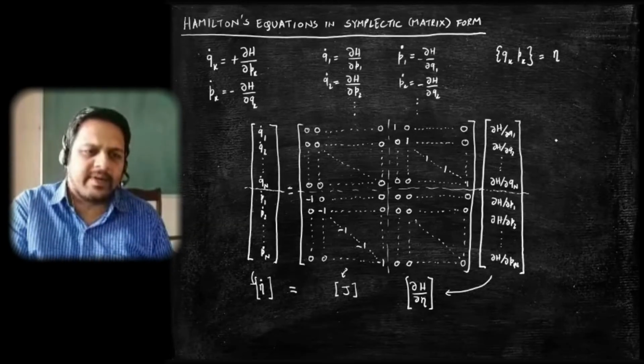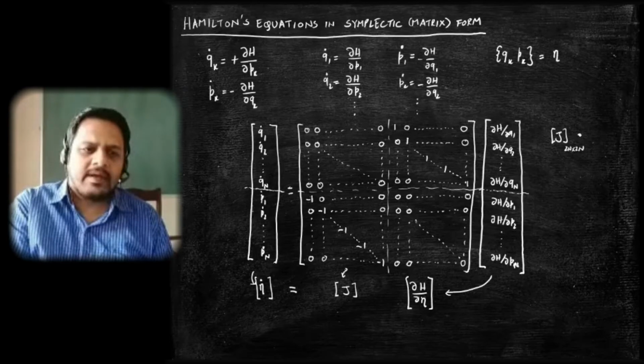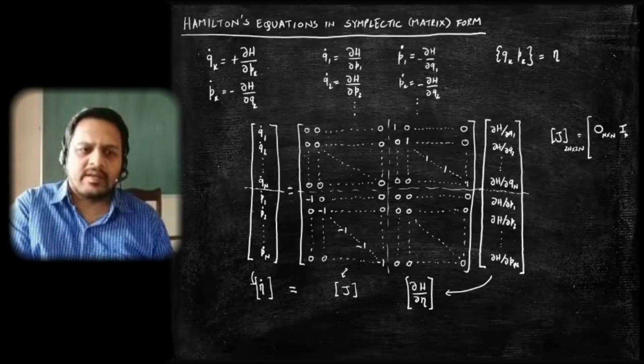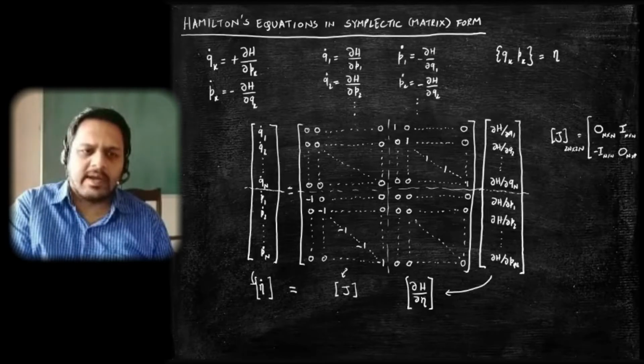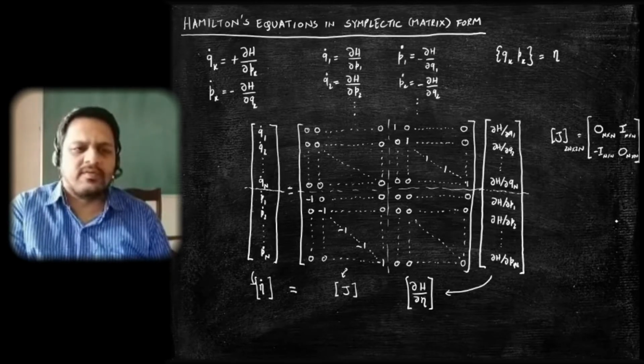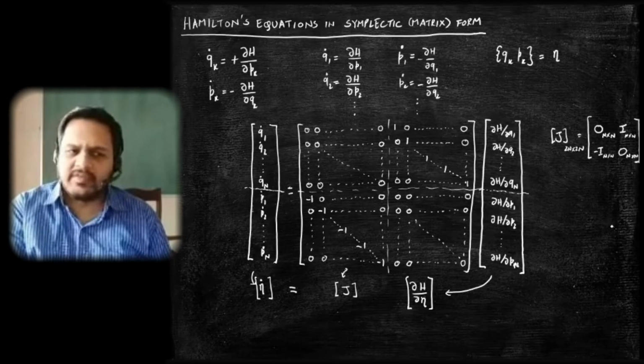If you look at the J matrix, the definition of the J matrix is a 2n cross 2n matrix. Basically its definition is you have a null square matrix, n cross n, you have an identity matrix, you have a minus of identity matrix, and you have another null matrix. By identity matrix, we mean the matrix which has 1 on the diagonals and 0 everywhere else, and null matrix means it is 0 everywhere.